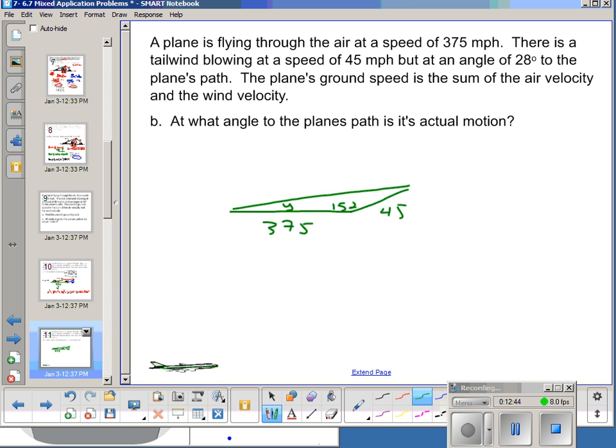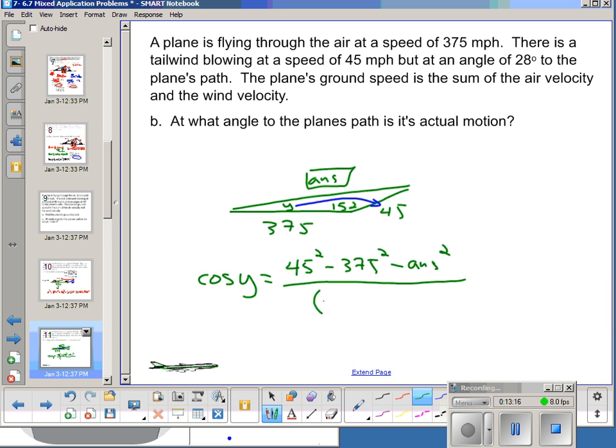Now it is possible to use law of sines, however I am not the biggest law of sines person because of the ambiguous case. So in my mind it's a better idea to use law of cosines, although you can use law of sines. But I want y, so I'm going to say that cosine of y equals, and what's important with the law of cosines is that whichever angle I'm looking for, I start with that side opposite. So I'm going to have my 45 squared minus 375 squared minus answer squared, over negative 2 times 375 times that answer.